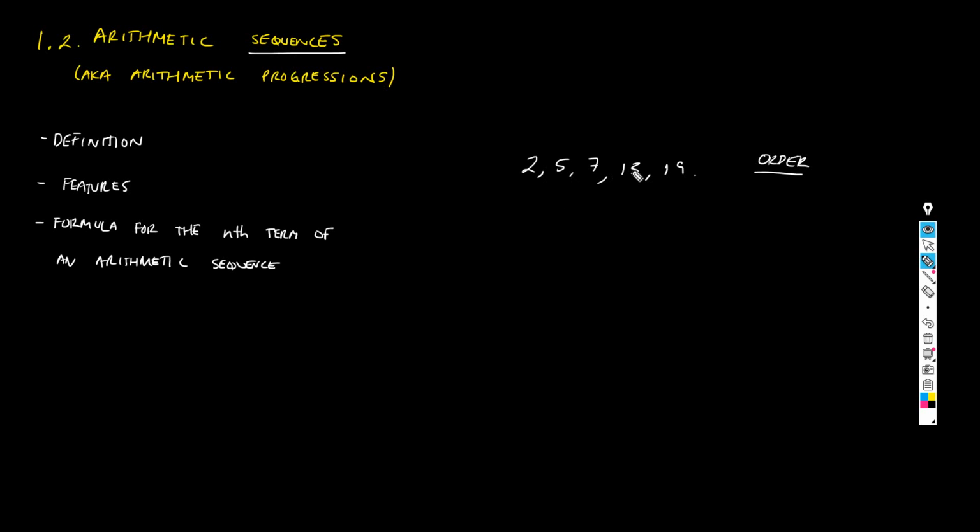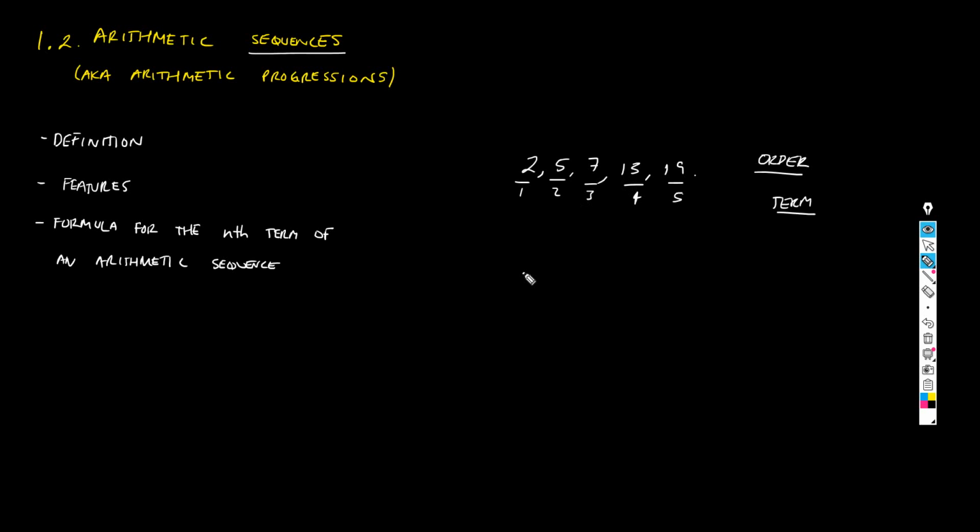In this sequence, the first term, we say this word, term. The first term is 2, the second term is 5, the third term is 7, the fourth term is 13, and the fifth term is 19. So this is a sequence. It's just a list of numbers in which the order of the terms is important.